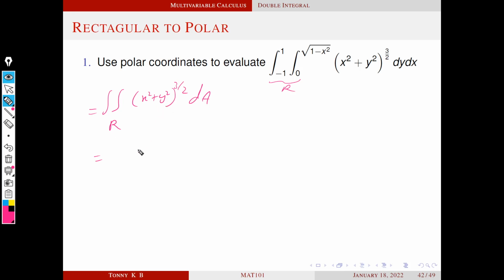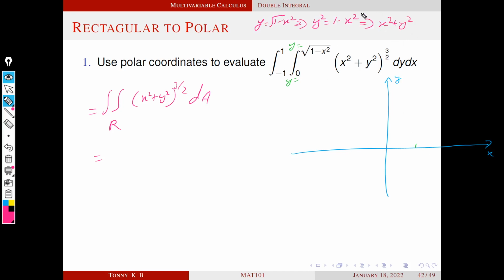To convert to polar coordinates, first we have to identify the region of integration from these limits. The first integration is with respect to y. That means y is varying from 0 to y equal to square root of 1 minus x square. Y equal to 0 means the x-axis. What is y equal to square root of 1 minus x square? If you square both sides, this becomes y square equal to 1 minus x square. Take x square to the left side, so this becomes x square plus y square equal to 1.